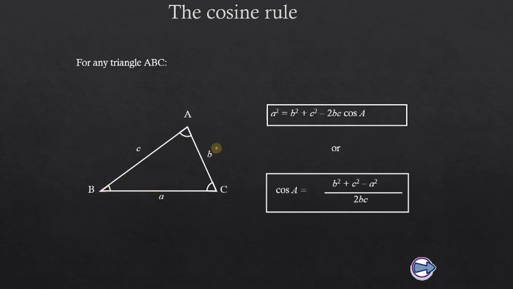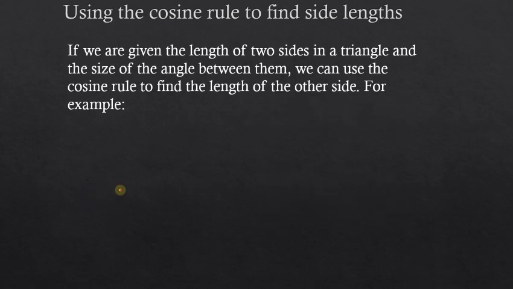Similarly, when we are looking for this side, it will be this side squared is equal to c squared plus a squared minus 2ac cos of the angle B. Yeah, so that's what you get.